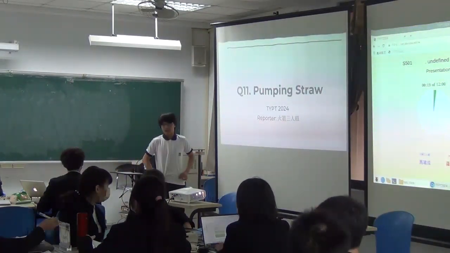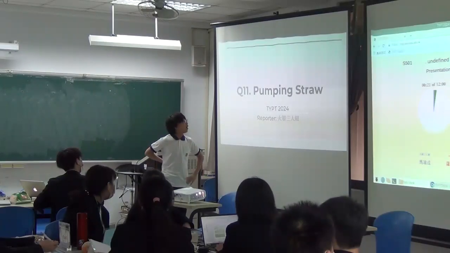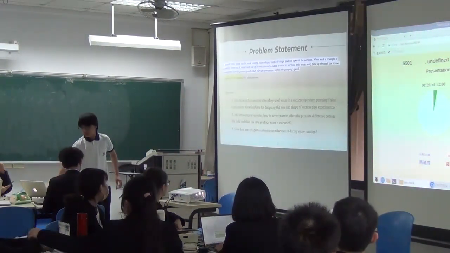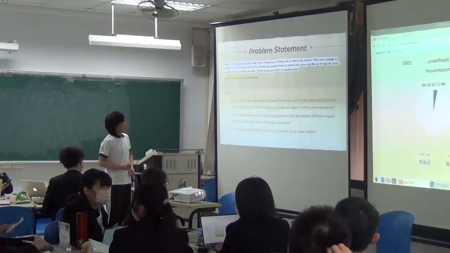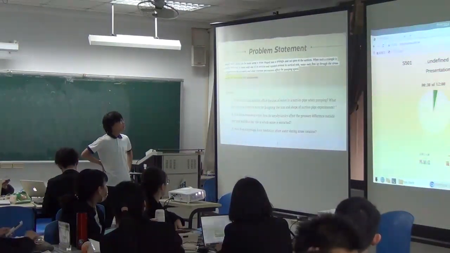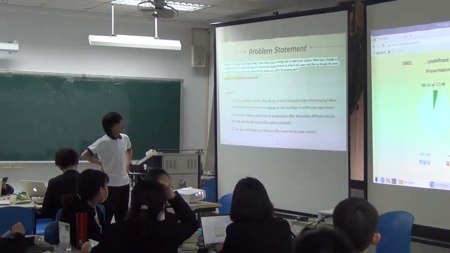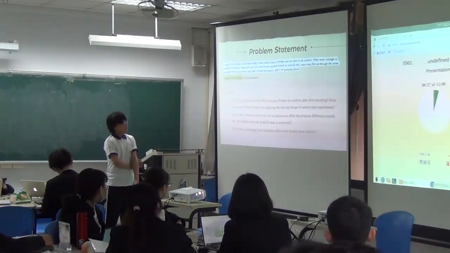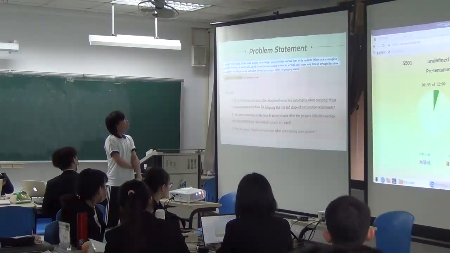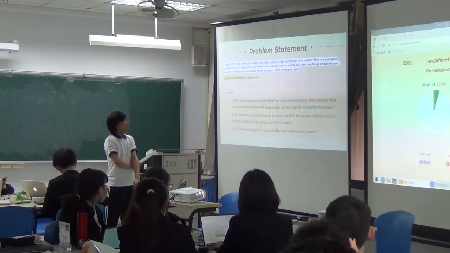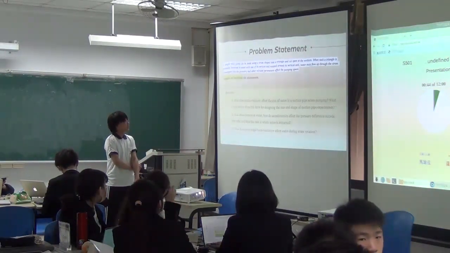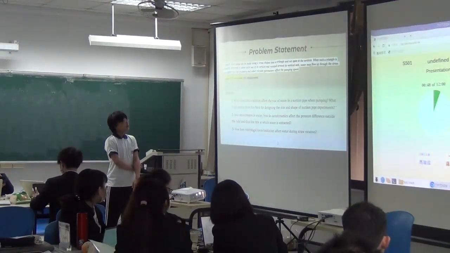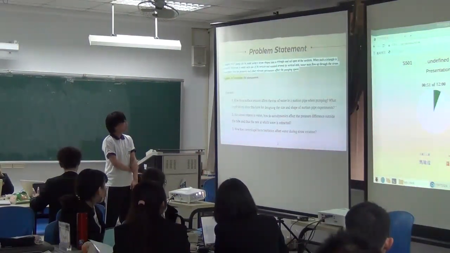So okay, we are in group 11, and we are going to present the pumping straw. Our problem statement: a single water pump can be made using a straw shaped into a triangle and cut open at the vertex. When such a triangle is partially immersed in water with one of its vertices and rotated around its vertical axis, water may flow up through the straw.